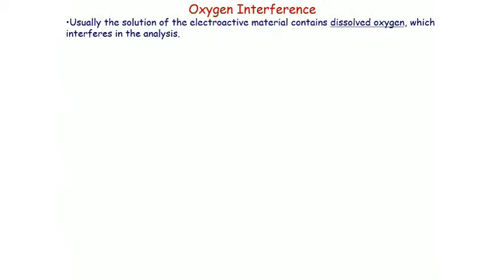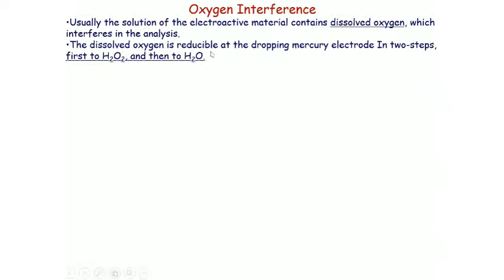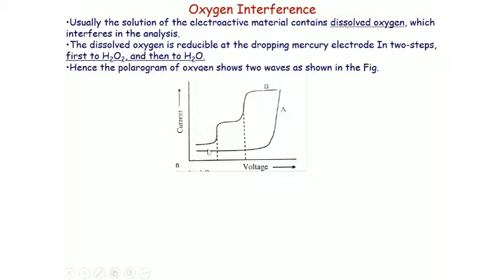So our point is oxygen interference. Usually the solution of the electroactive material contains dissolved oxygen, which interferes in the analysis. The dissolved oxygen is reducible at the DME in two steps. In the first step, it forms H2O2, and in the second step, it is reduced to form H2O. Hence the polarogram of oxygen shows two waves. Look at the diagram. In the first step, oxygen reduces to H2O2, and in the second step, it reduces to H2O. Therefore, it shows two waves.